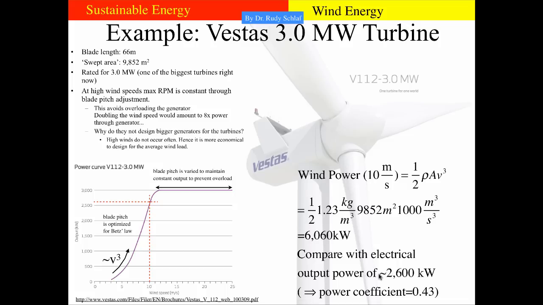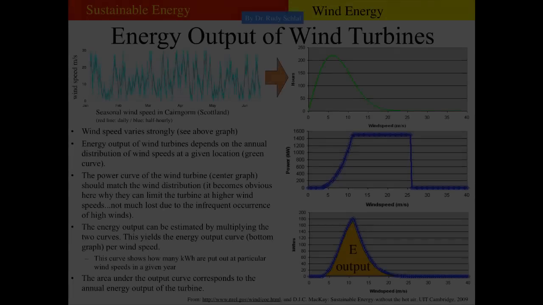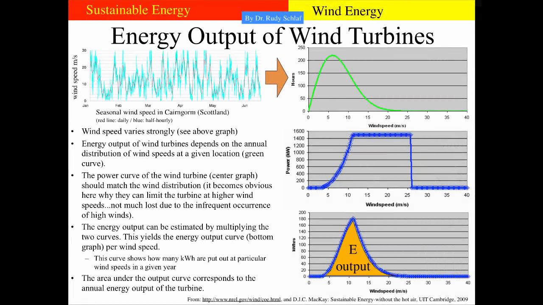So if we divide the output by the input, we get a power coefficient of 0.43. If you remember, the theoretical maximum according to Betz is about 0.6. So that's the difference between theoretical maximum and what can be achieved under real conditions. Now we understand the power that can come out of a wind turbine. But what's really of interest is how much energy can we convert with it and translate into electricity.